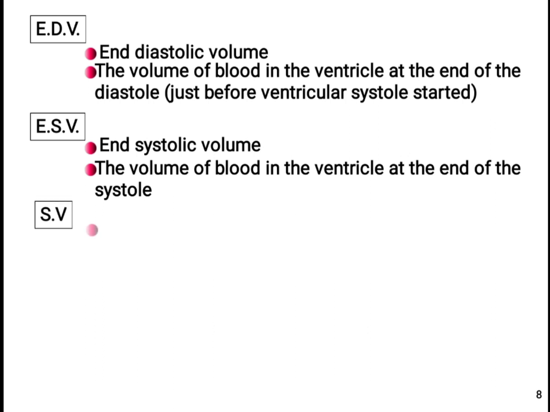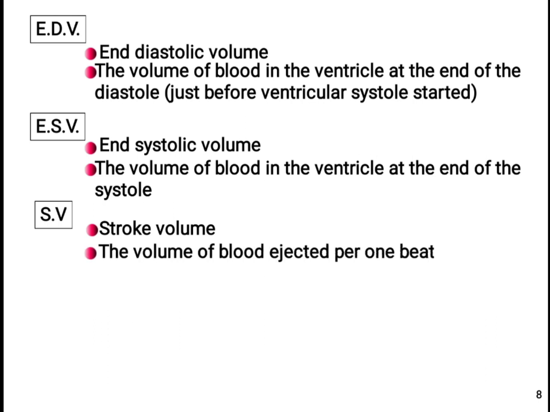Then we also have what we call the stroke volume. The stroke volume is the volume of blood ejected from the ventricles per single heartbeat. For every heartbeat, that volume of blood ejected out from the heart is what we usually call the stroke volume. Normally, at rest, in most individuals, it is an average of 70 mL.